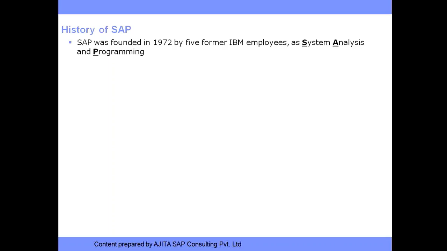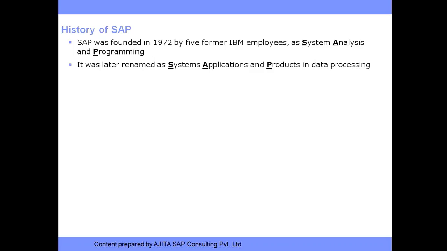Now let us take a look at the history of SAP, because we saw the evolution of ERP in general for all the different ERP packages. Now let us take a look at how SAP has evolved. SAP was founded in 1972 by 5 former IBM employees as Systems Analysis and Programming. So earlier, the full form of SAP was Systems Analysis and Programming, and it was founded in the year 1972.